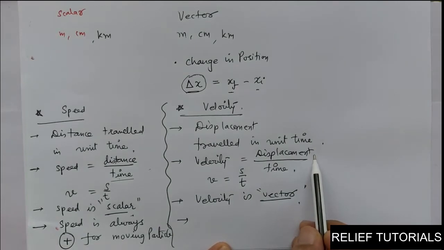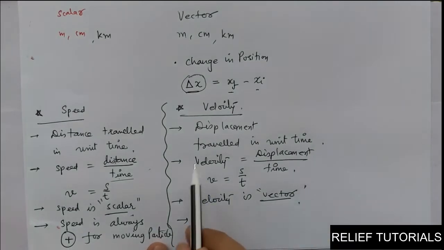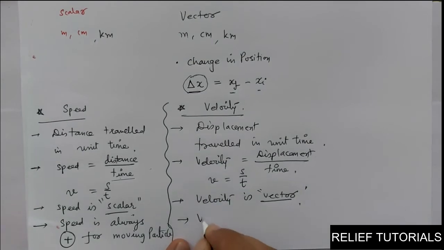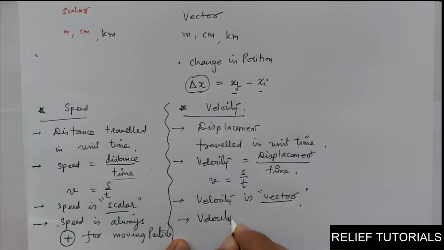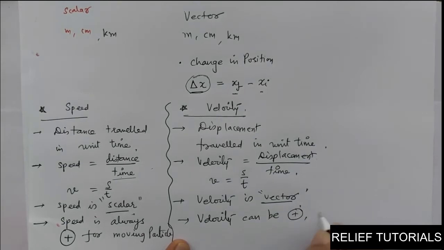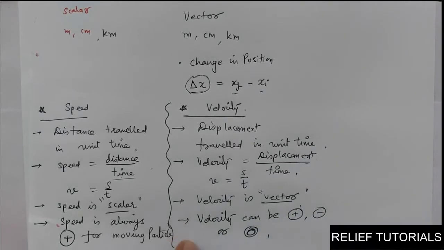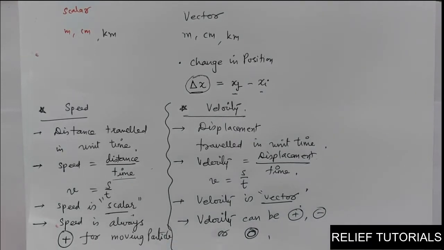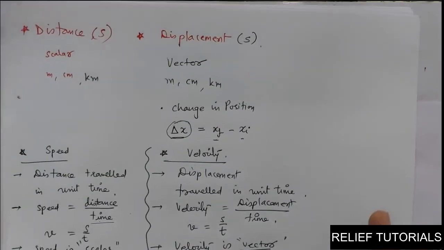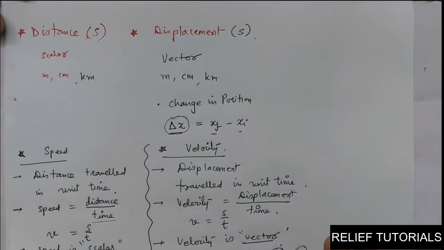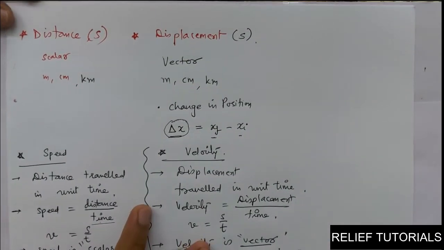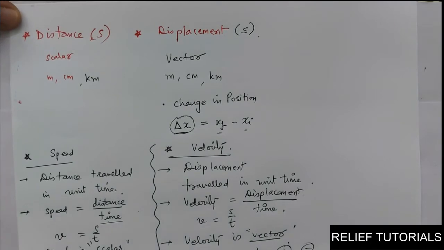But we know about the displacement. Displacement can be positive, negative or zero. So the same thing can be seen in the velocity. So velocity can be positive, negative or zero. So indirectly we have seen the difference between two quantities, speed and velocity. We have seen the concept of average speed. Same concept you can use for the average velocity also, nothing new.